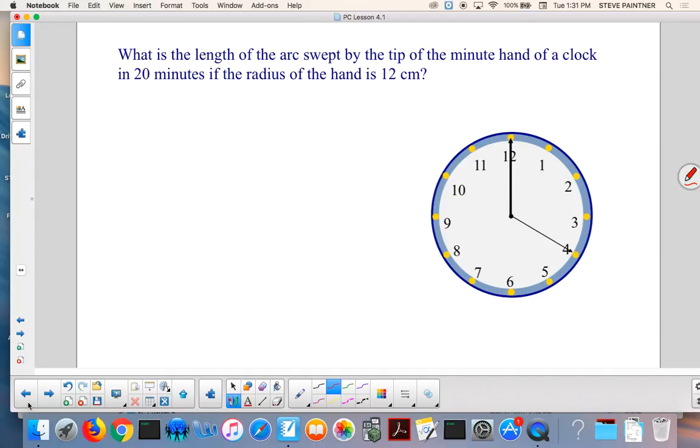What is the length of the arc swept by the tip of the minute hand of the clock in 20 minutes if the radius of the hand is 12 centimeters? By the way, this is the minute hand. It's longer. This should probably be a little shorter. That's the hour hand, right? This is 12 centimeters, right? There you go. How far is the arc?